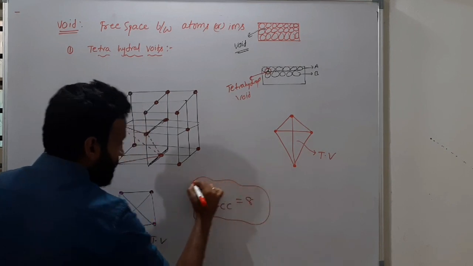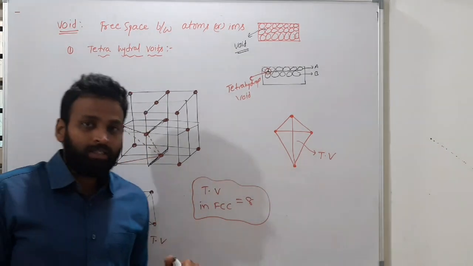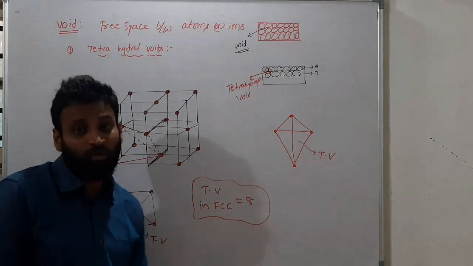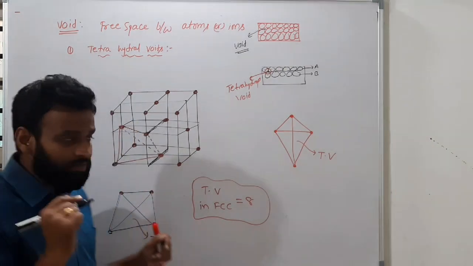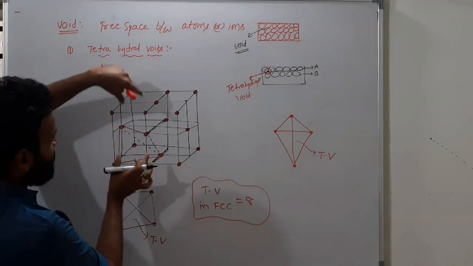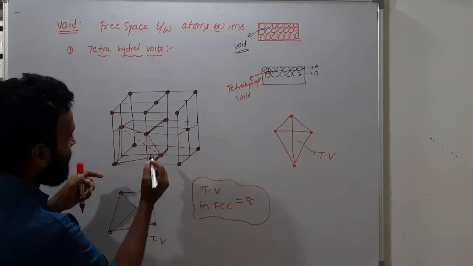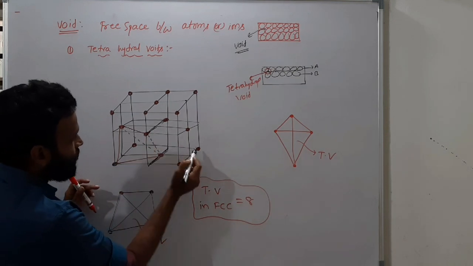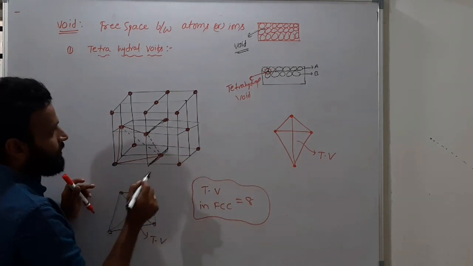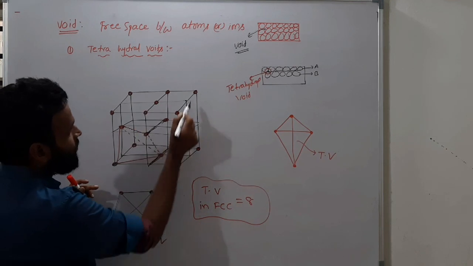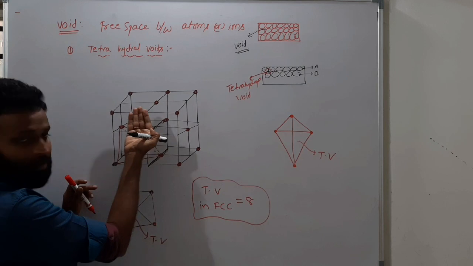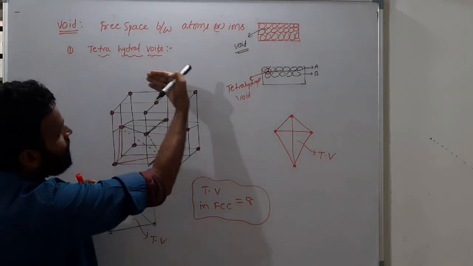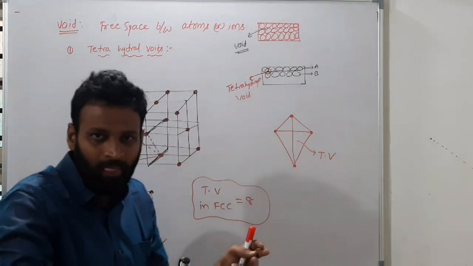This is very important. TD means tetrahedral voids. How many tetrahedral voids are forming in FCC? 8. In what way? If you are observing this one, here I have one. In the same manner, between these two and this you can have one, and between these two and this you can have one, and between these two and this you can have one. Four on this side you are having, and the same four on the back side are possible because it's a cube.